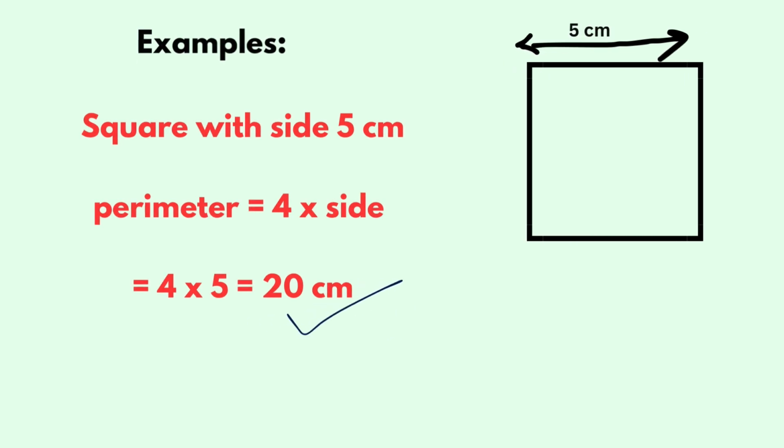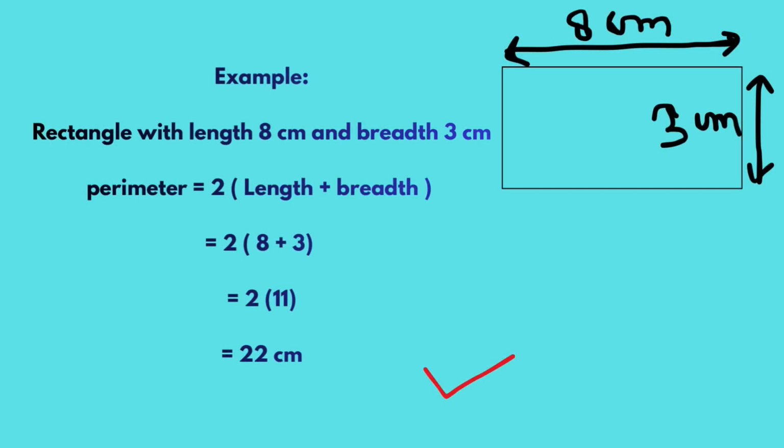Next, let's move to another example, a rectangle. In a rectangle we are given a length of 8 centimeters and a breadth of 3 centimeters. We know the perimeter of a rectangle is 2 multiplied by length plus breadth. Length is 8 plus 3 breadth. 8 plus 3 is 11. 2 multiplied by 11 gives us 22 centimeters, the perimeter of this rectangle.